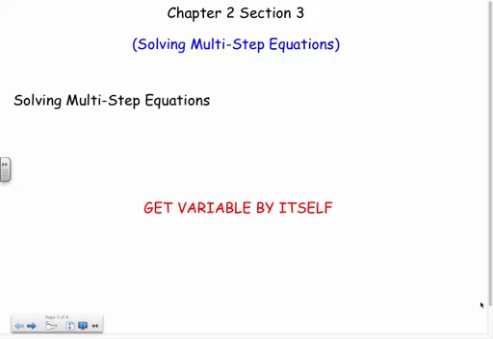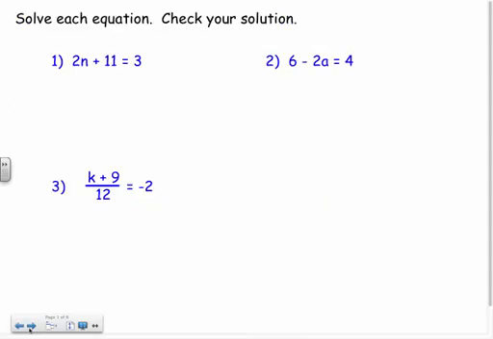Time to keep expanding on solving equations. But instead of having just one step in our equations, we're going to add a couple extra steps to it. But the same principles apply here. We want to get the variable by itself in the end. So always do the inverse of what's being done, and whatever you do to one side of the equal sign, do to the other side of the equal sign. So let's take a look at a few examples here.